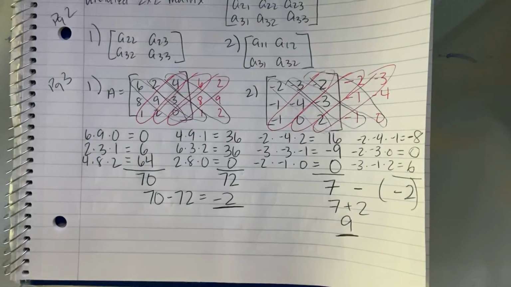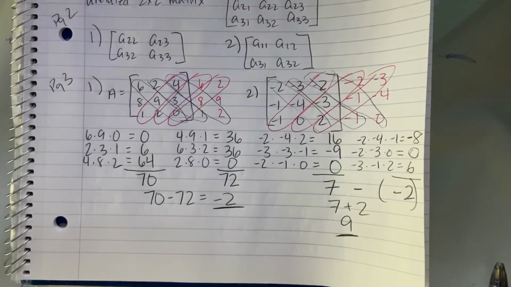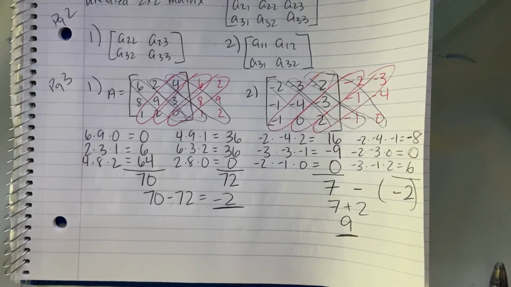So this is how you find the determinant of matrices 2x2 and 3x3, and we'll continue on with the next stuff, which is the bottom of page 3, and a little bit extra on page 4 and 6 after.